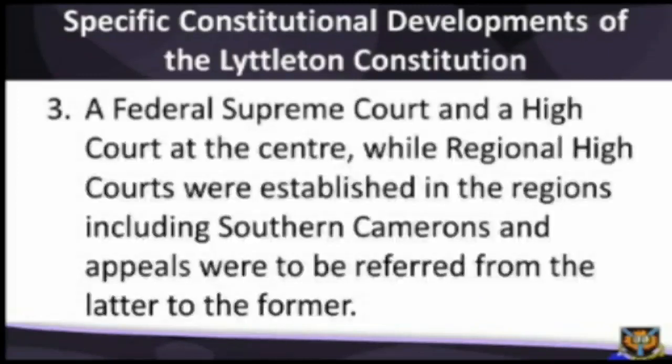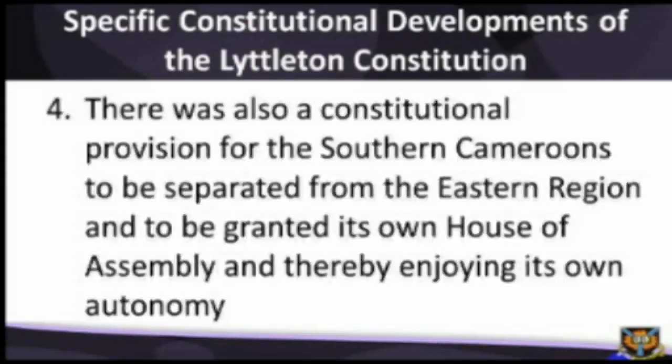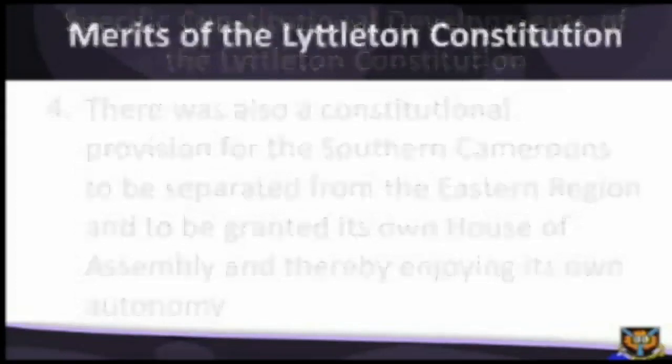A Federal Supreme Court and a High Court at the center, while regional high courts were established in the regions, including Southern Cameroons, and appeals were to be referred from the latter to the former. 4. There was also a constitutional provision for the Southern Cameroons to be separated from the Eastern region and to be granted its own House of Assembly and thereby enjoying its own autonomy. But the bill to this effect needed the assent of the Commissioner of the Trusteeship Territories.